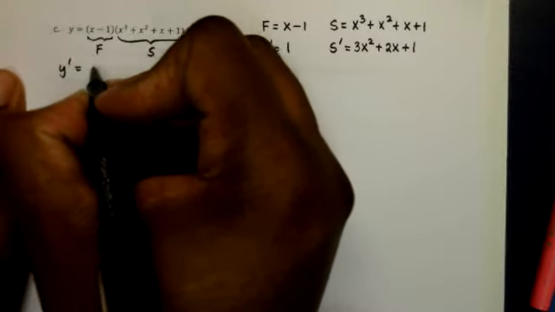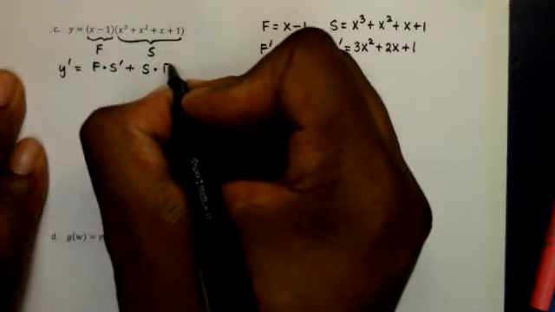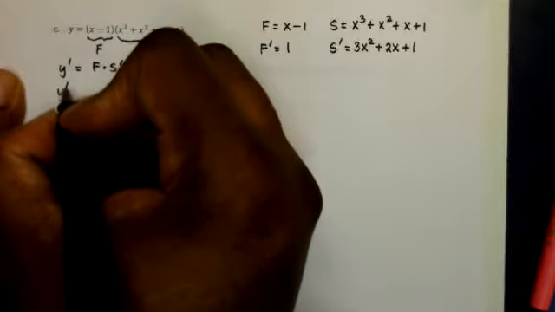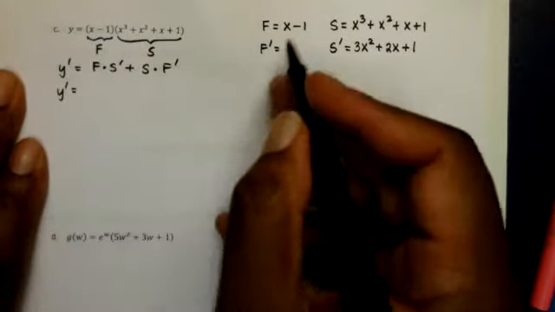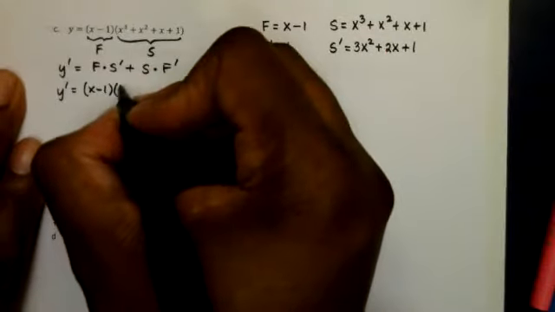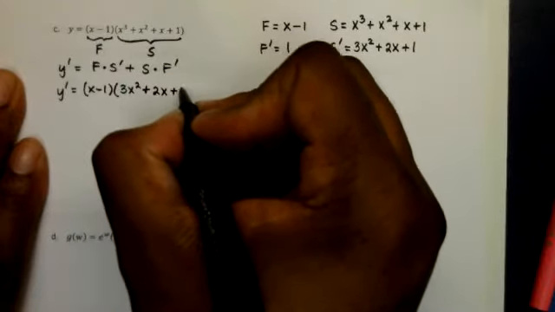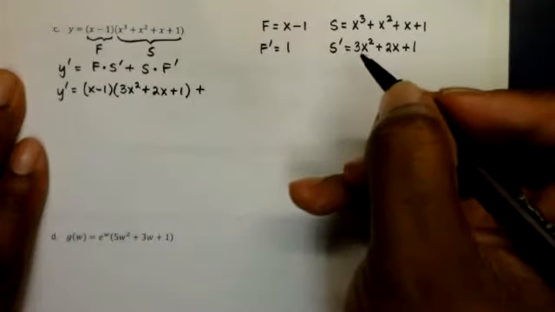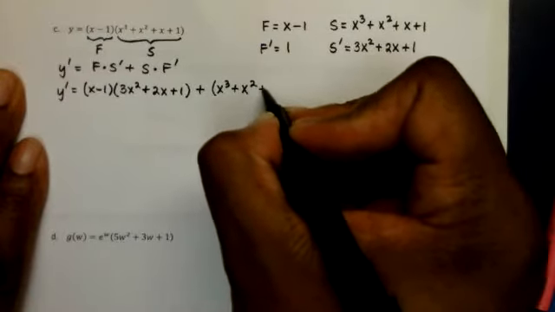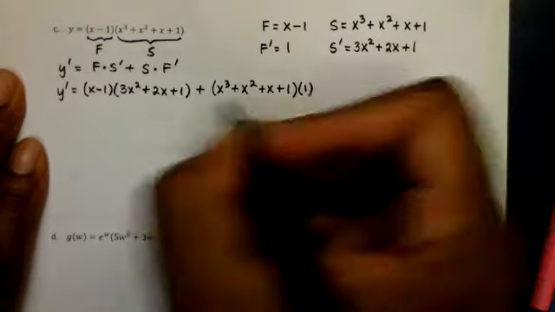Then I'm going to find y prime, which will be the first times the derivative of the second, plus the second times the derivative of the first. So y prime will be the first, which was the x minus 1, times the derivative of the second, that would be 3x squared plus 2x plus 1. Plus the second, which is, of course, x cubed plus x squared plus x plus 1 times the derivative of the first, which is 1.